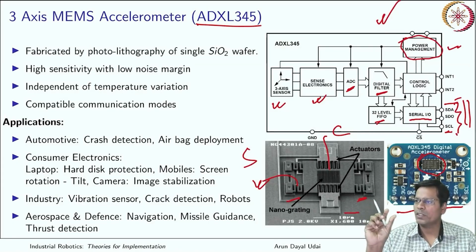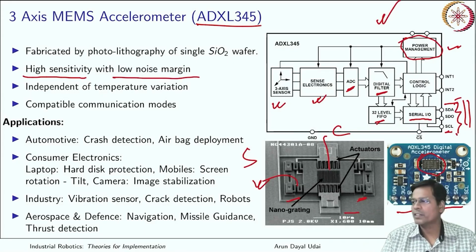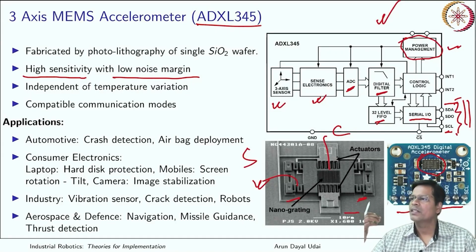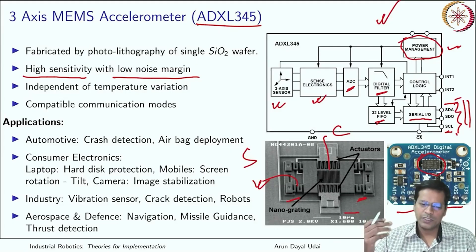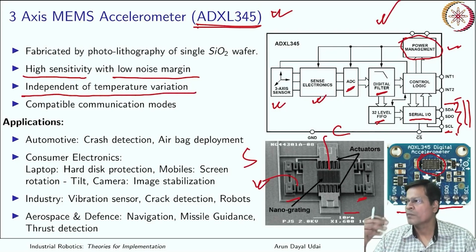So you can imagine how much engineering has gone in here. It is very highly sensitive and it has low noise margin, so not much noise it can accommodate. There are sensors which can measure up to 6G of acceleration, 6G, 3G, 2G, depending on different types of ADXL devices. For this type of accelerometer you have different capacity. They are independent of temperature variation. The circuit itself has compensation for temperature.